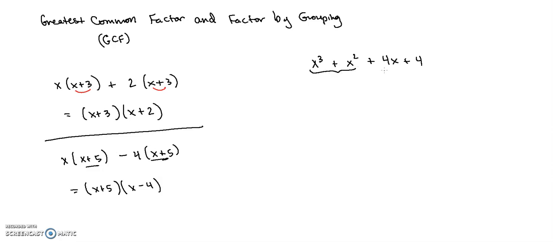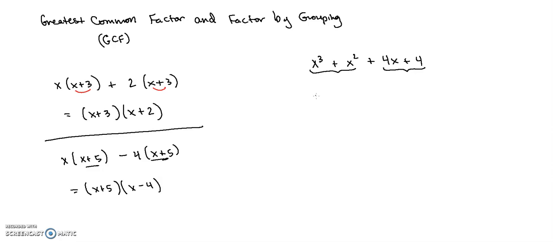So I'm going to group the first two together. I'm going to group the second two together and see how much I can pull out of just those two. If you look, we don't have a GCF for the whole thing. You always want to check for that first, okay? And then when we have 4 terms, we're going to try factor by grouping. So group the first two, group the last two, and see what happens.